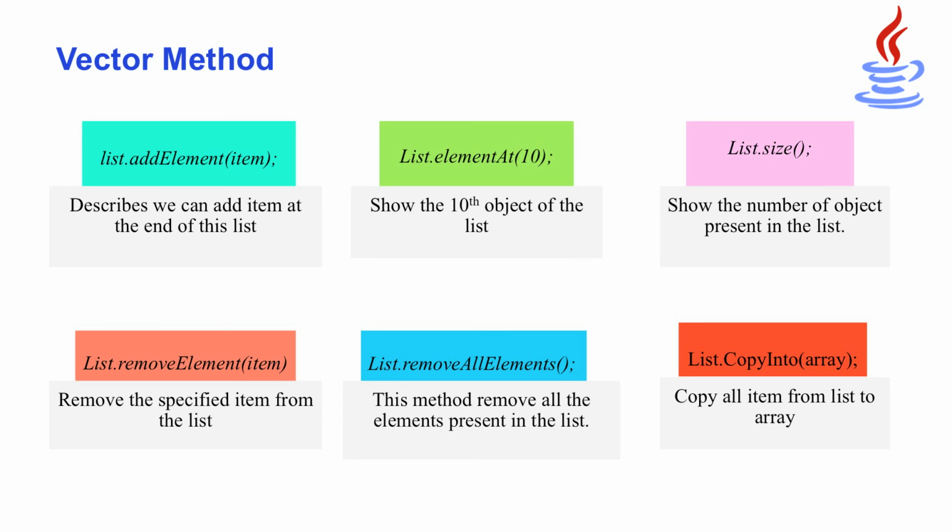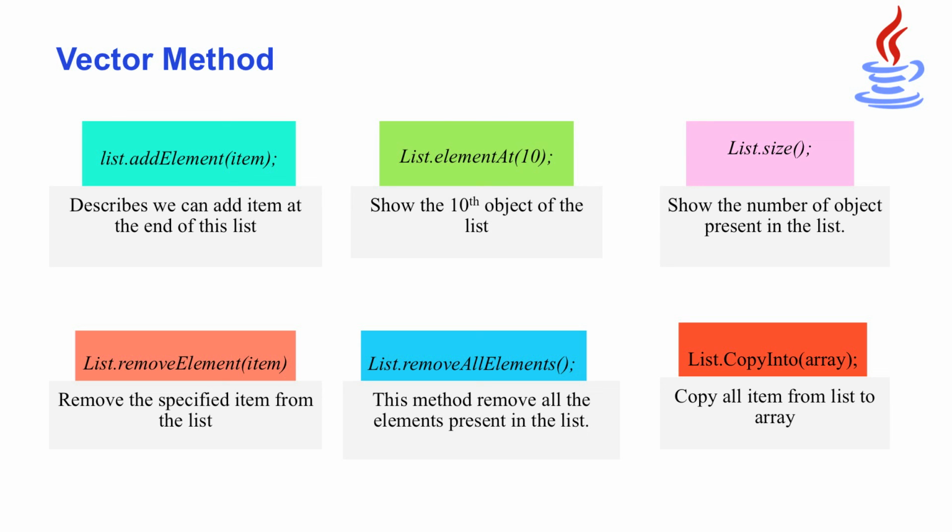Now let us talk about vector methods. I have mentioned a few of them. First one is list.addElement. This method adds an item at the end of the list. Next is list.elementAt(10). This method shows the 10th element of the list. Next is list.size, which shows the number of objects present in the list. And next one is list.removeElement, which removes the specified item from the list.